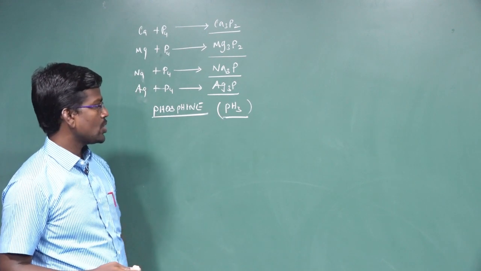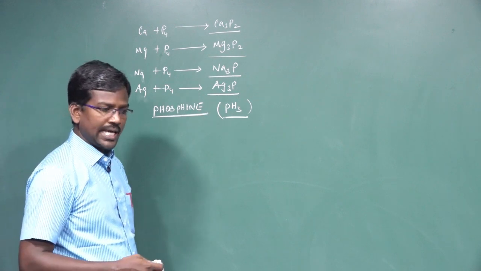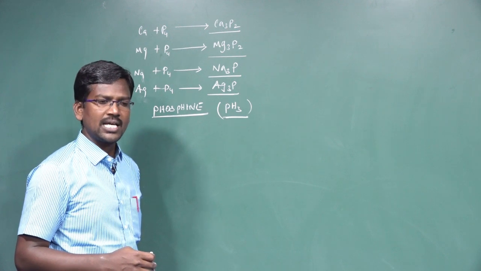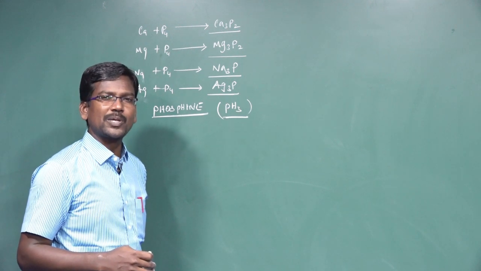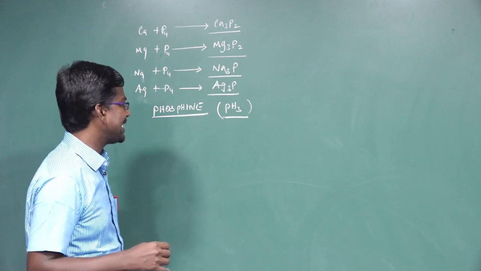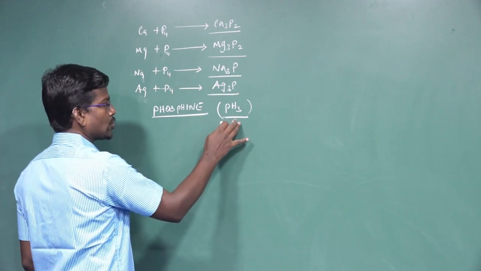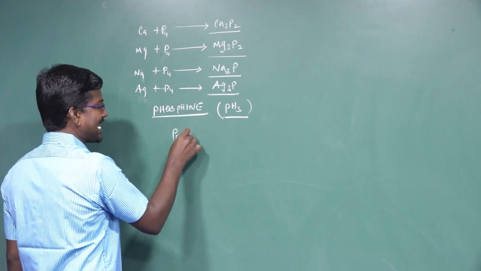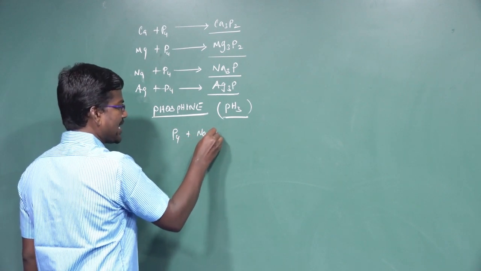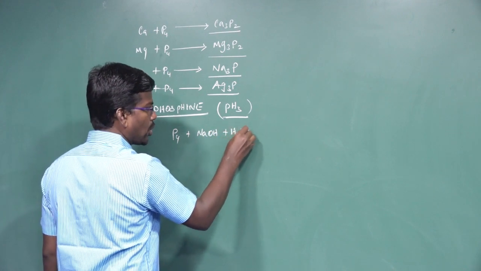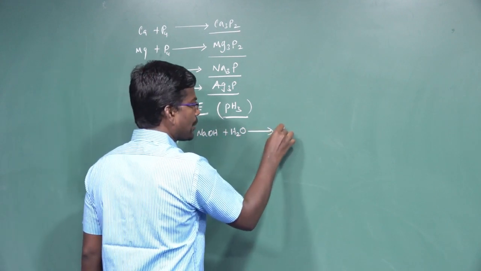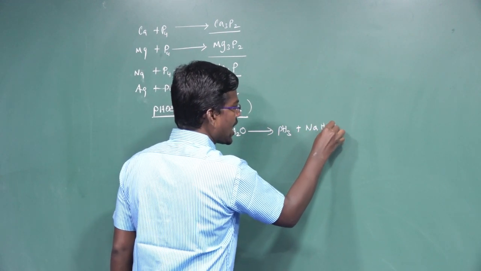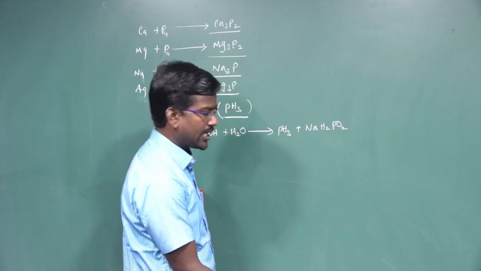So PH3 can be obtained from white phosphorus or yellow phosphorus reacting with sodium hydroxide in the presence of an inert atmosphere of carbon dioxide or hydrogen. So phosphine can be prepared from phosphorus P4 reacting with sodium hydroxide NaOH and water molecule H2O to give phosphine PH3 plus sodium hypophosphite, NaH2PO2.